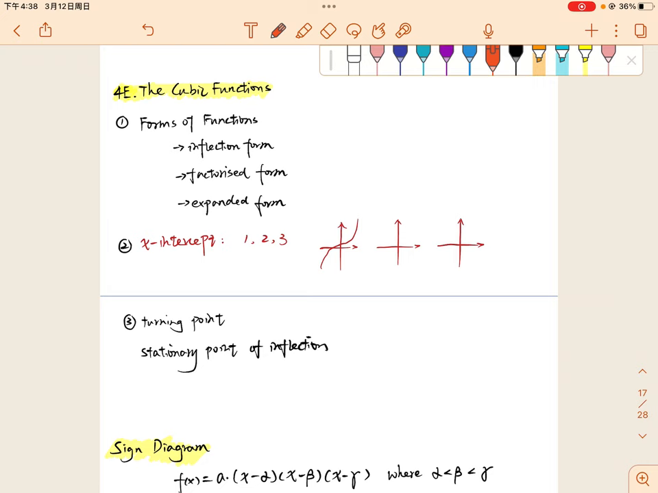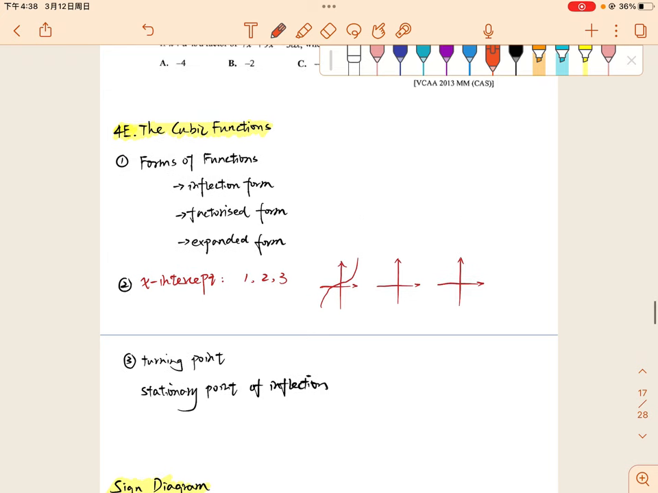So for a cubic function, firstly by definition, the leading term is a times x to the power of 3. So you won't have x to the power of 4 in your function, or the variable to the power of 6 in your function. So the highest power would be 3 in your polynomial. And normally we could have 3 forms of our cubic function.